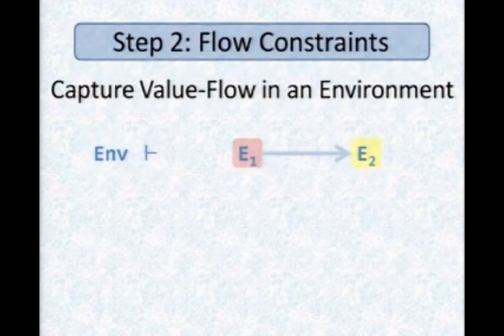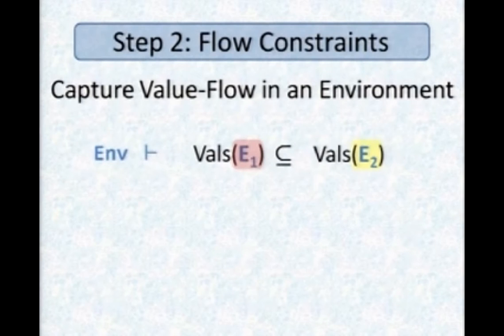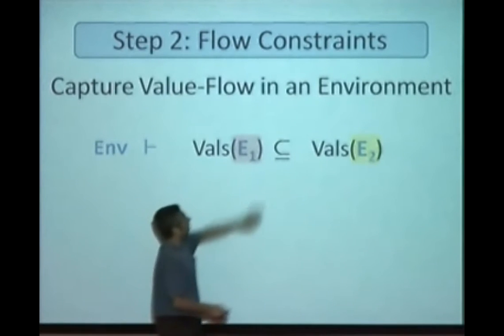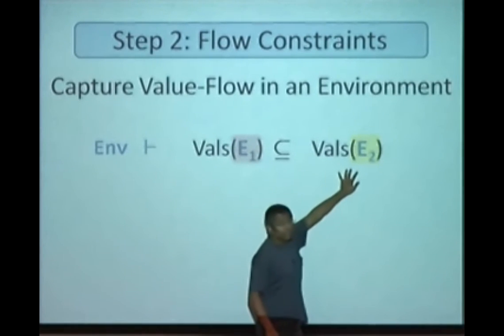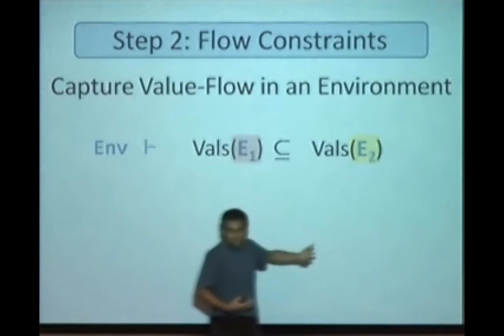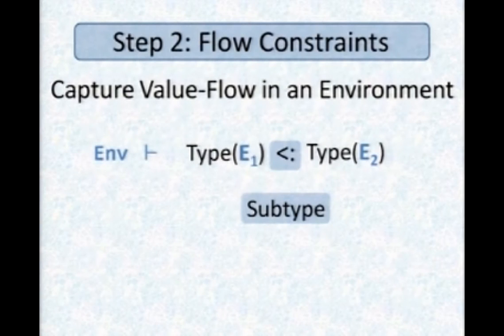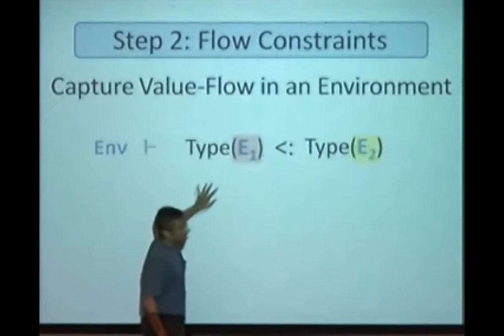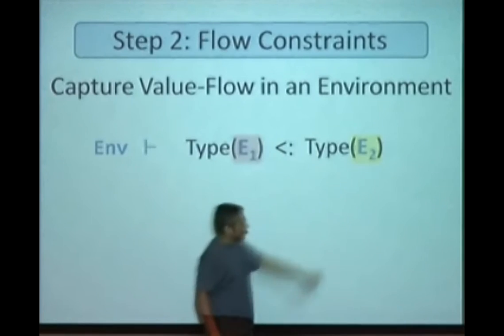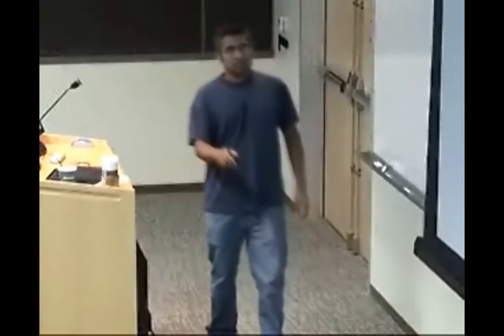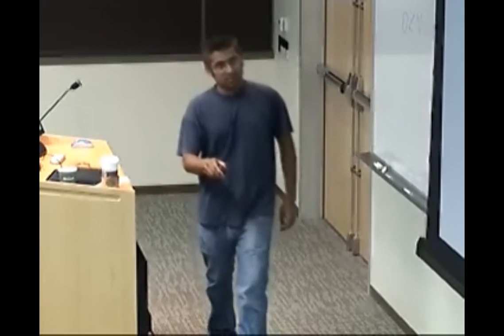Okay, so in an environment, E1 flows into E2, which really means that in this environment, the values that E1 might evaluate to are contained inside the values that E2 evaluates to. That's really what value flow means. These values are a subset of those values, which in turn just means that in this environment, the type of E1 is a subtype of the type of E2. So this is really what a value flow constraint says: in some environment, some particular type is a subtype of some other type. I'm going to write this as the subtype relation.